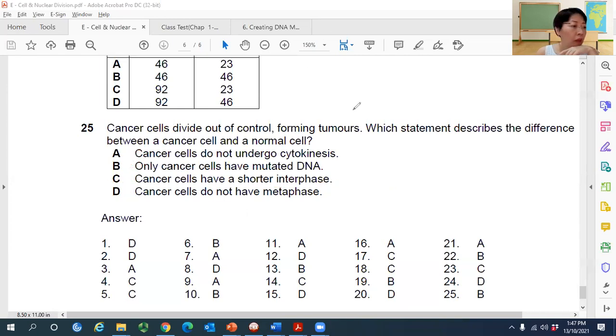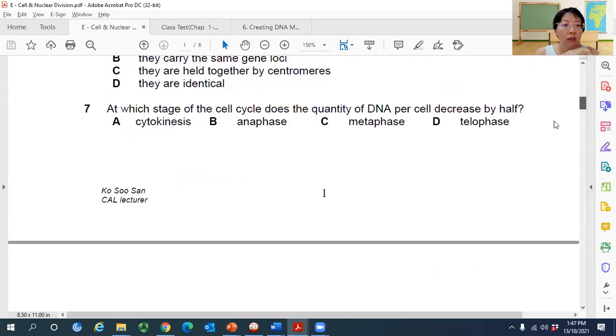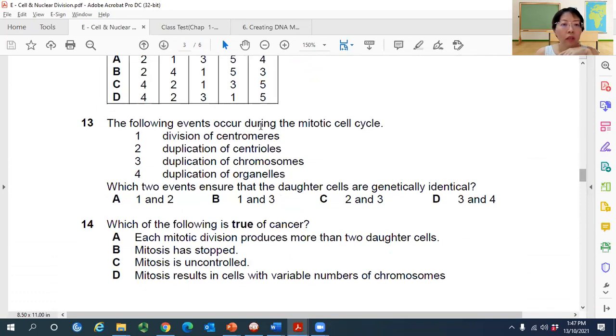Okay, 25C. So there's a request for question 13 and 15. So let's look at question 13. Question 13, the following events occur during mitotic cell cycle. Which two events ensure that the daughter cell, I thought I did this already. Okay, I do 13 and 15. Okay, done already. Do you have any more questions?